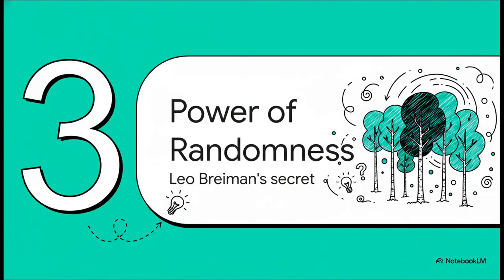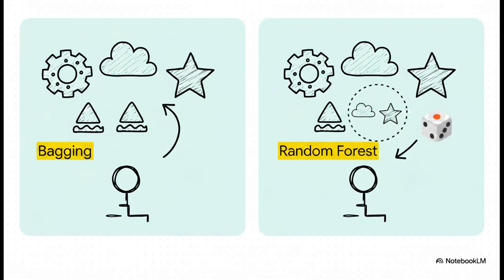So, how do we break up this groupthink? Well, this is where the real genius of random forests kicks in. It's an innovation from a statistician named Leo Breiman, and he added one final, secret ingredient to the mix: a powerful dose of pure randomness. And the solution he came up with is so simple it's almost hard to believe how powerful it is.